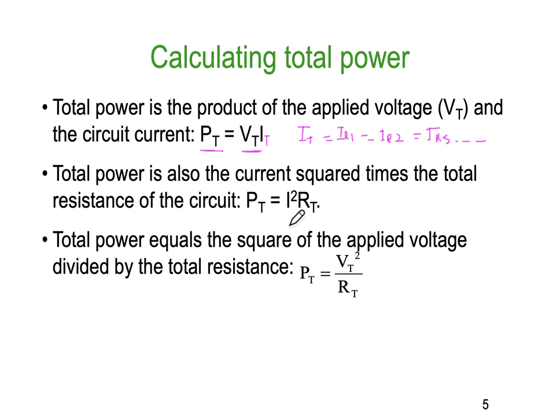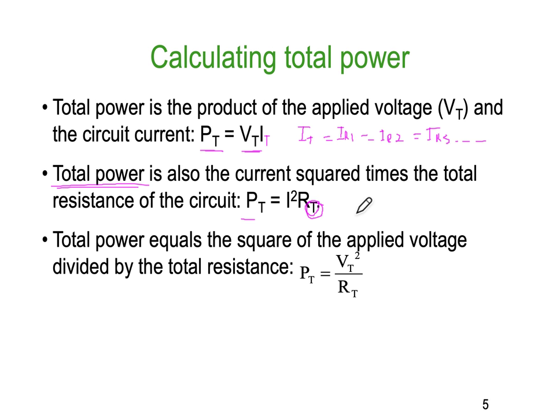So the next equation we need to know about for power is I squared R. In this particular case, it's I squared RT, because we're particularly interested in making sure we're using the total resistance, because we're after total power. So total power, we want to use total resistance. So that's very, very important.